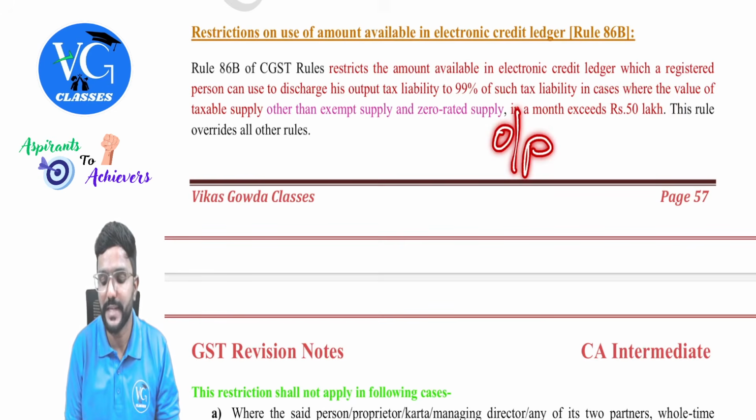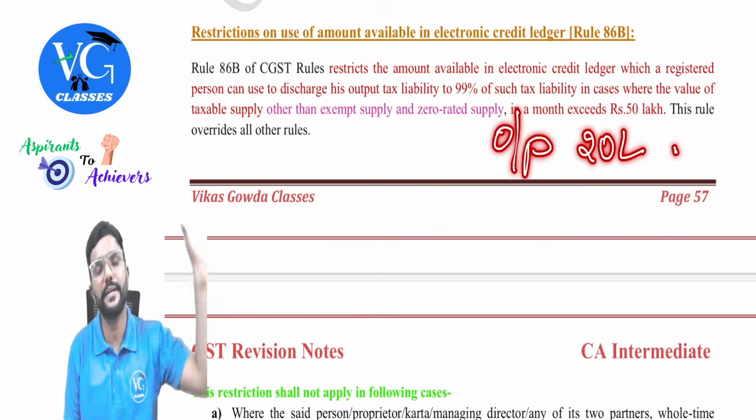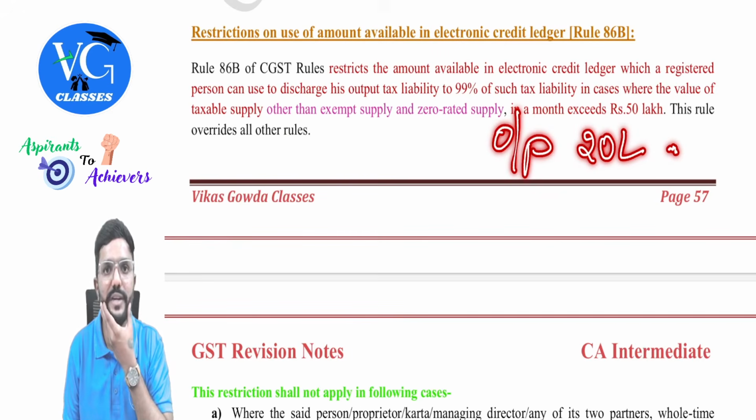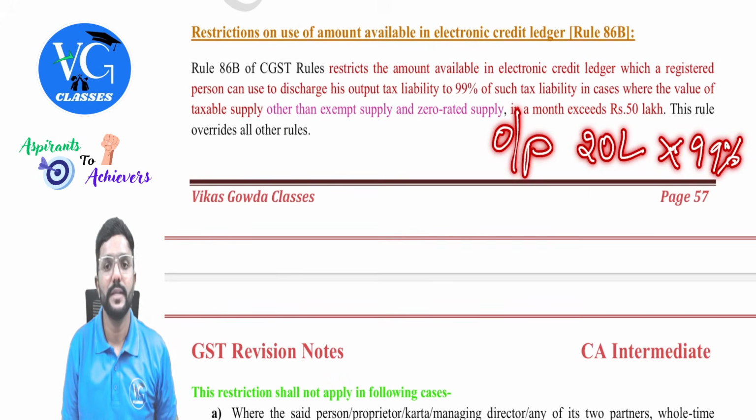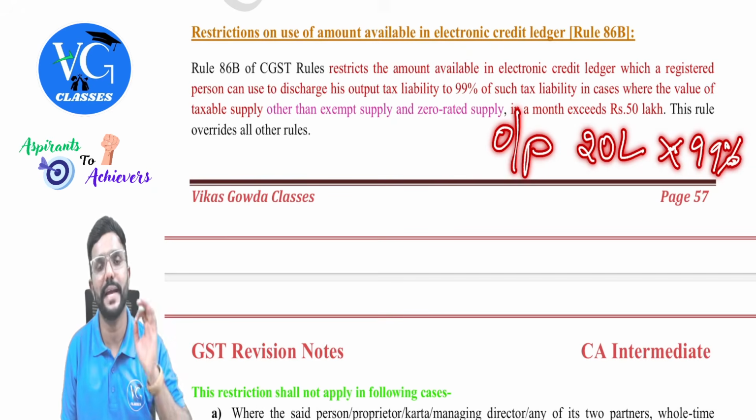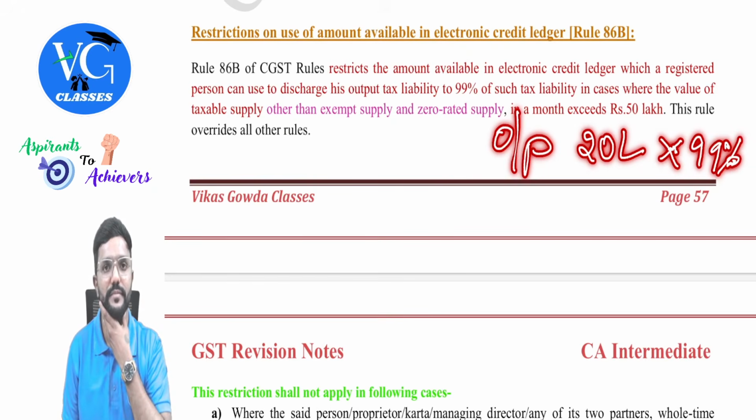Guys, assume my output tax is 20 lakh, but I have a credit of 25 lakh. Can I use full credit? No. They're telling maximum credit I can use is 99% of 20 lakh. That means remaining 1% should I pay through cash ledger? Yes, minimum 1% I have to pay through cash ledger. Sir, what if my output tax is 20 lakh, but I have a credit of only 18 lakh? That means I am paying 2 lakh through cash ledger. Yes, I have to pay it.